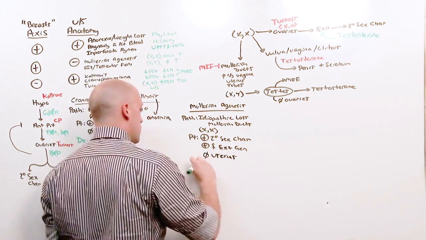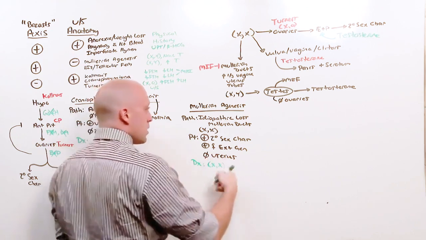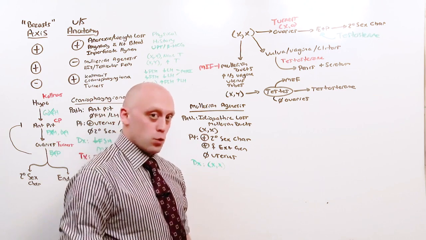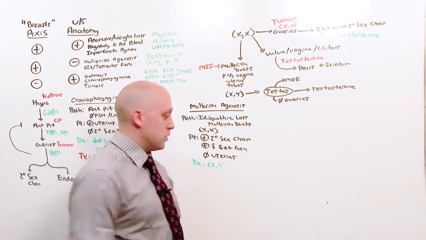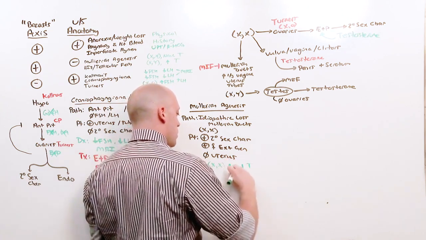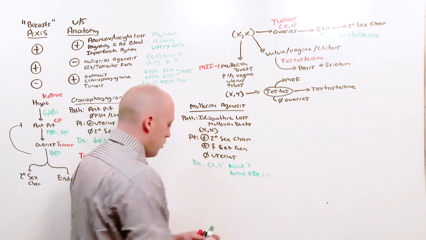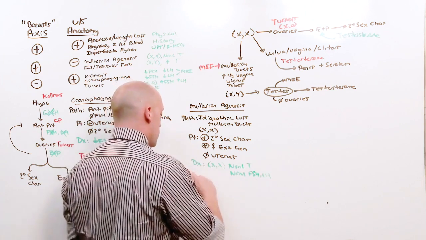The diagnosis is going to be made with a karyotype, she's XX. And because her endocrine system is totally normal, it's working, it just doesn't have a uterus to bleed, she'll have normal levels of testosterone and normal levels of FSH and LH. And the only thing you need to do for this person is make her life better.